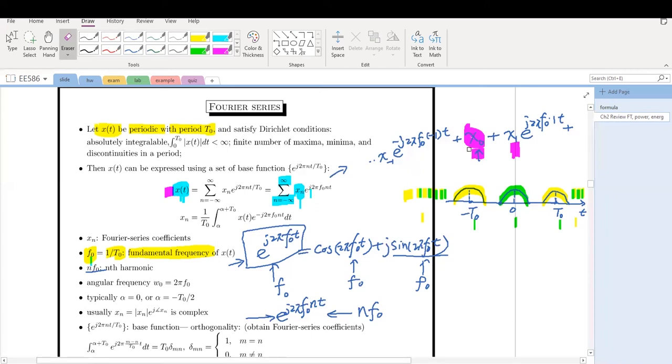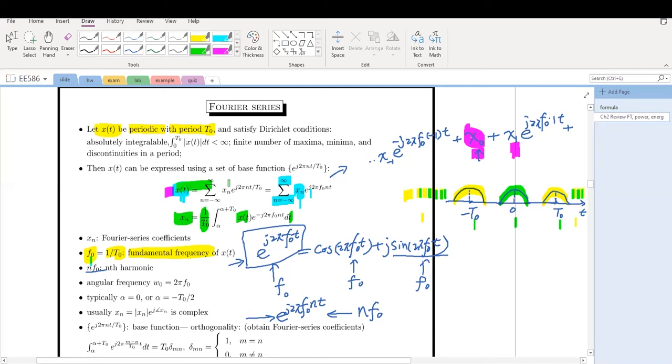How do we obtain this coefficient? For the coefficient X_n, we do an integral over one period. This alpha can be anything, can be 0, can be minus half T0. Anyhow, this integral happens in one period. So what is the integrand? We take x(t) e to the power minus j 2 pi f0 n t and do the integral with respect to t. And then we take the average over the time period T0, and this is the Fourier coefficient.